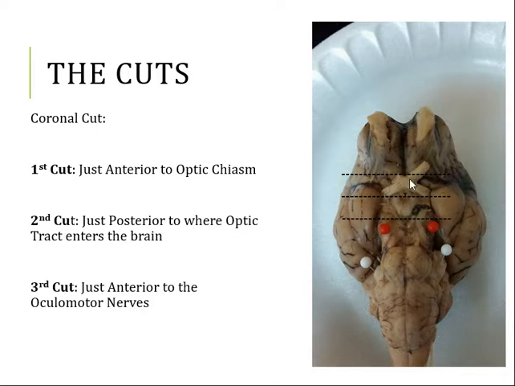As you can see on the right, we have our first cut on the top, which is anterior to the optic chiasm. To remind you, that's where our X is. Our second cut is posterior to the optic tract, where the nerve from the PNS goes into the brain, the CNS, which is in this middle cut, shown by dashes. And finally, we have the third cut, which is anterior to our oculomotor nerve right here.